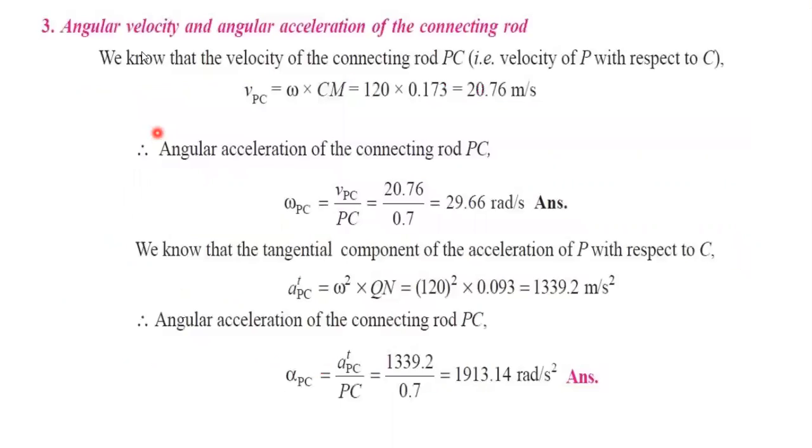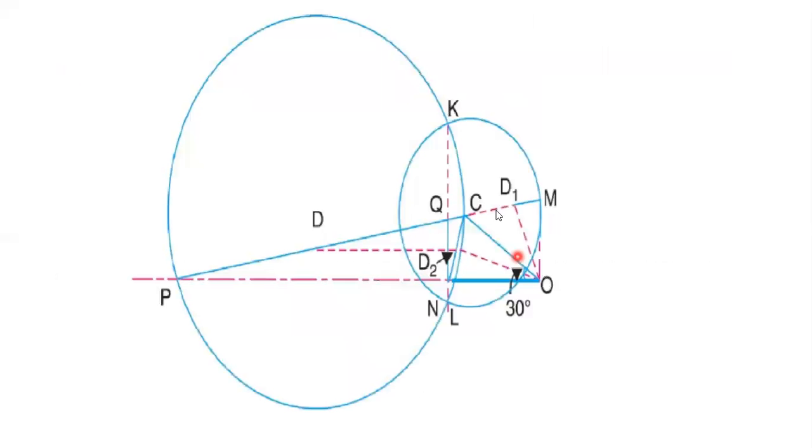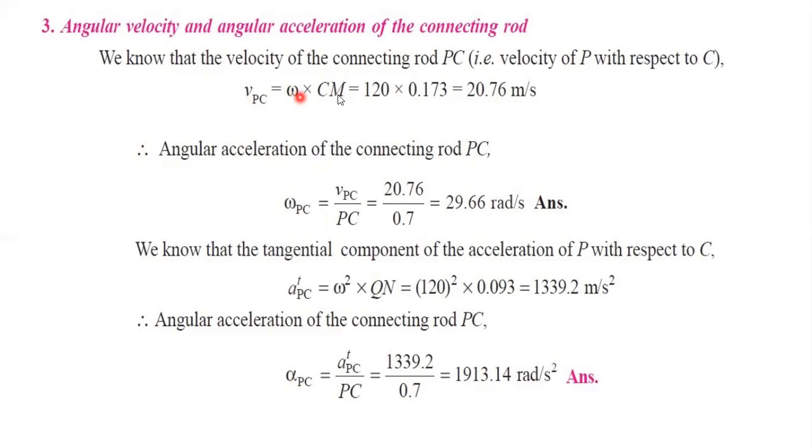And the third thing is the angular velocity and angular acceleration of the connecting rod. Coming back, for the angular velocity of the connecting rod, the velocity of P with respect to C we already got. So velocity of PC is nothing but omega into CM. CM is the distance from C to M, which we already measured and wrote here. So omega into CM, that is nothing but 120 into 0.173, and you will be getting some answer. So this is the velocity of the connecting rod.